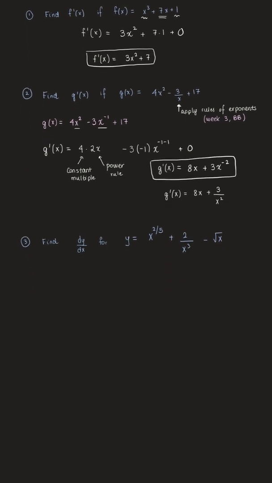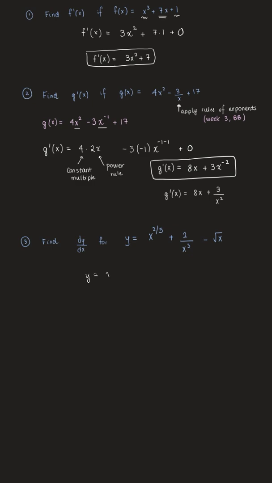And my third example is find dy dx. Again, that means the derivative for the following function. Again, we have 3 terms, so we can differentiate each term individually. And like I did in example 2, I'm going to rewrite this so it's a little bit easier to apply the 3 rules that we've talked about.